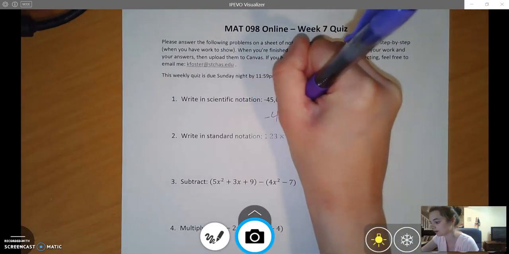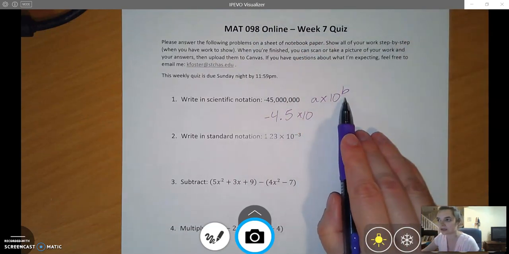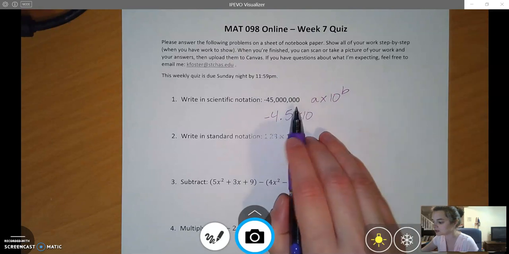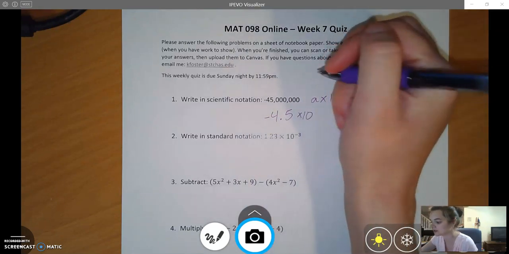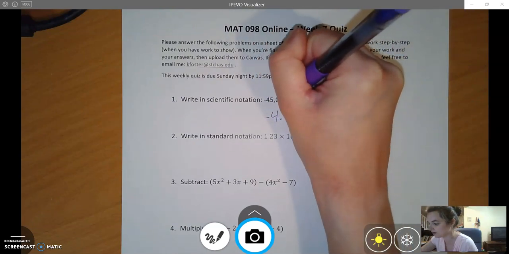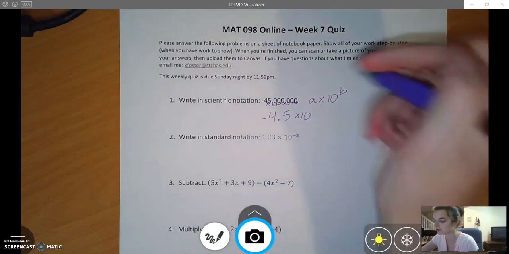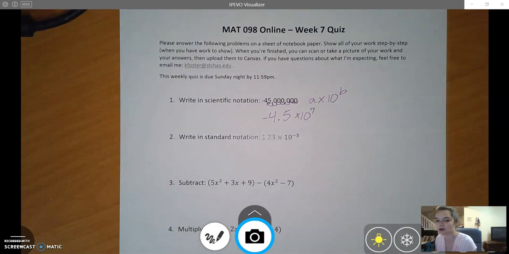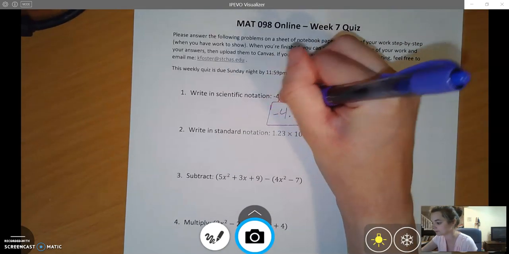So negative 4.5 times 10 to the B, and B should be an integer, the exponent, and it should correspond to how many times I moved my decimal place over. So I just count over 1, 2, 3, 4, 5, 6, 7 spaces over to get to that new decimal place. So our scientific notation is negative 4.5 times 10 to the 7th. It is a positive 7 since it's a really big number.